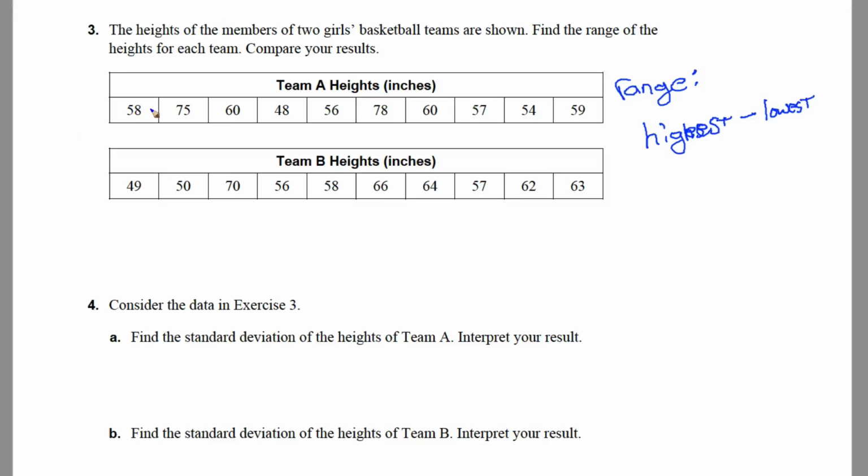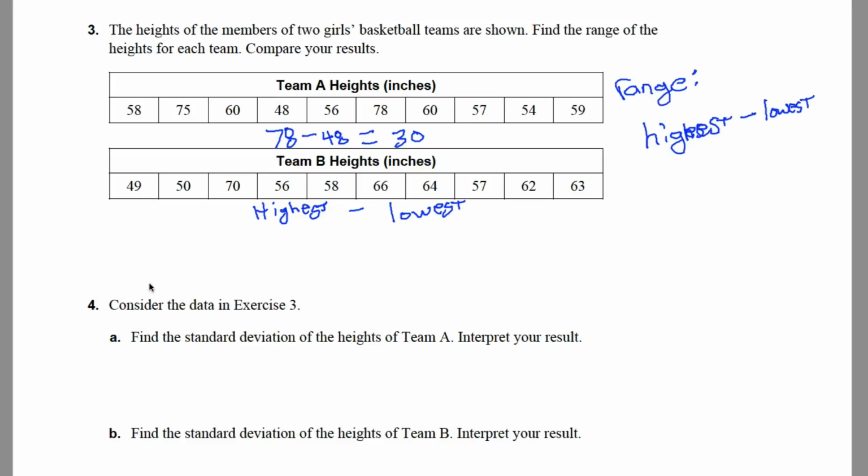Okay, so in this case, Team A, what's my highest? 75, 78, seems like 78. And what's my lowest? 58, 48, looks like 48. So what's my range? The range is 30. And that's just saying that they're about 30 apart. They're within 30 of each other. And then you do the same thing for Team B. You want the highest minus the lowest. And that's your range. Okay?